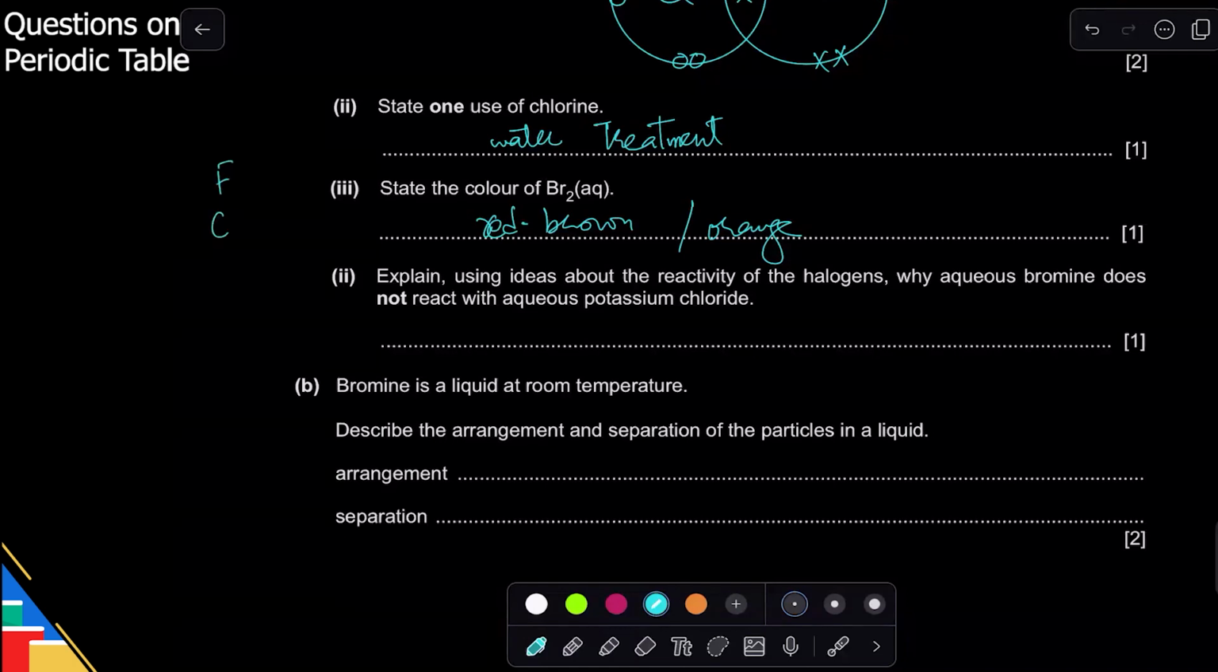The order in the periodic table is this. So you can see that chlorine is higher, bromine is lower. Chlorine is a smaller atom, so it's more reactive. So we will say, because the examiner is asking us about reactivity, we have to write that in the answer. So we'll say that chlorine is more reactive than bromine.